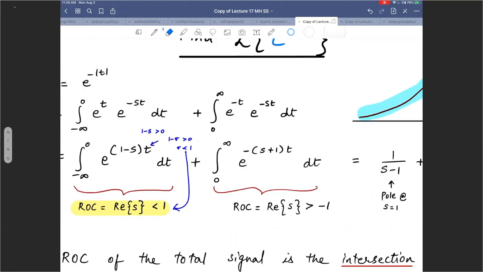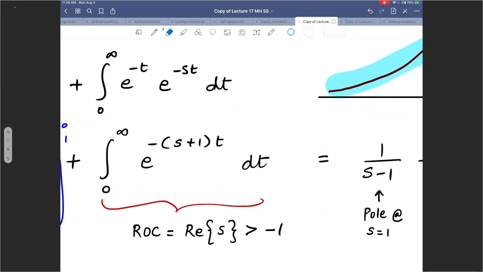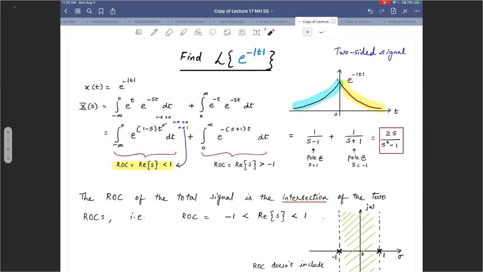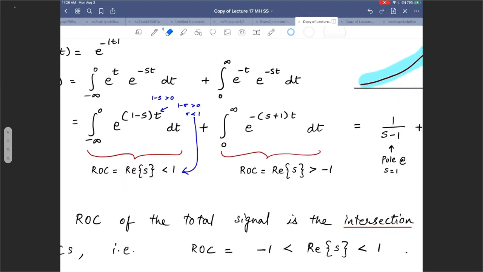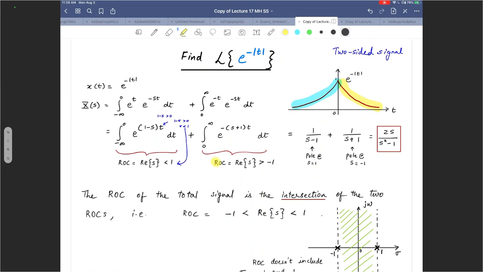Now let's do the same thing for the other piece. You are integrating over positive time, right? So if this is positive, but there's a negative sign here, you would want s plus 1 to be greater than 0. Or I should say real part of s plus 1 to be greater than 0. So sigma plus 1 should be greater than 0, which means sigma should be greater than negative 1. Now take a look at this. Let me color code the regions of convergence. For the right-sided signal it is yellow, right? So this should be yellow. And for the left-sided piece, I have blue here.